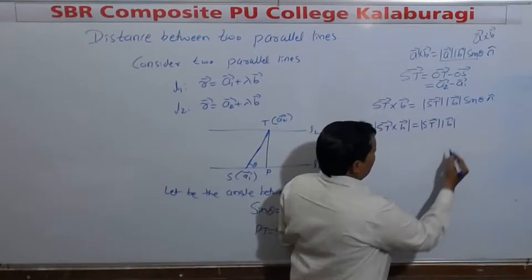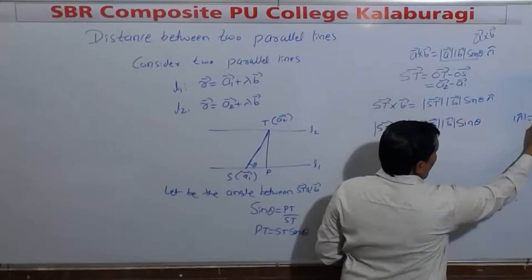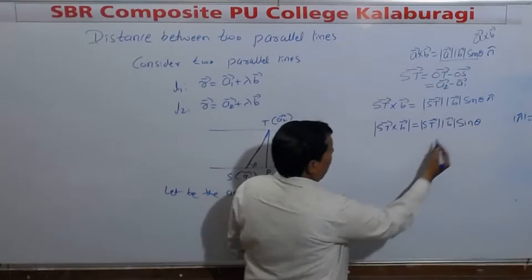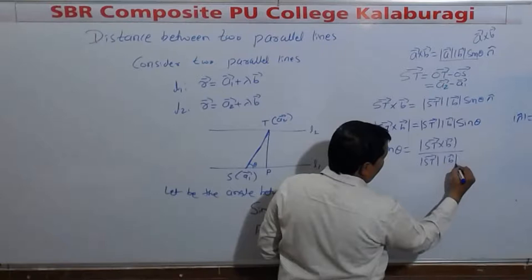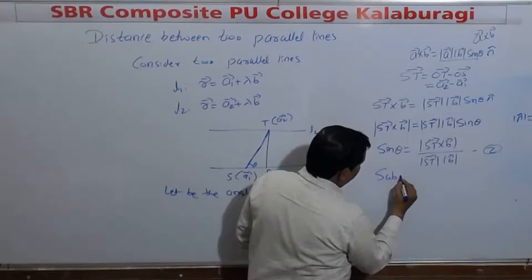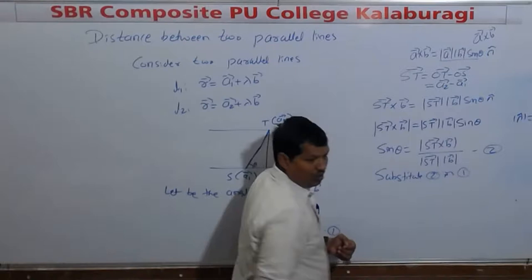And mod of n cap. Mod of n cap is nothing but what? 1, because the magnitude of a unit vector is 1. Therefore, sin theta equals mod of ST cross B by mod of ST into mod of B. This is equation 2. Substitute 2 in 1. What is 1? PT you have to find.